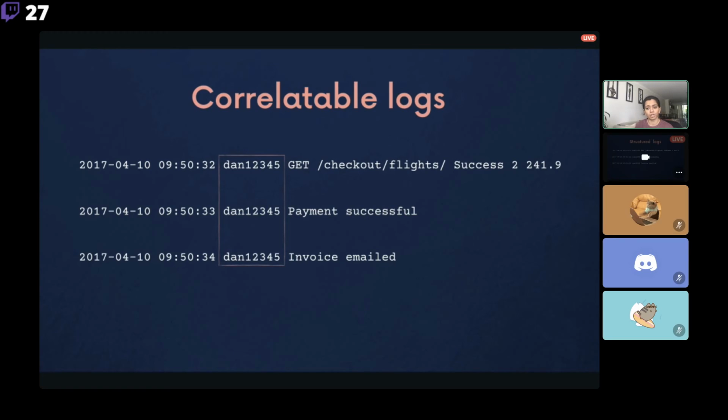The next thing was correlatable logs. Forget microservices; even within a single service, a request travels through multiple classes and they all have their own log messages. Especially in a multi-threaded system, it's really hard to see the journey that one request has throughout your system. So it's really important to add context to every single log message. A naive approach would be to pass this context through every single function, but that's not optimal.